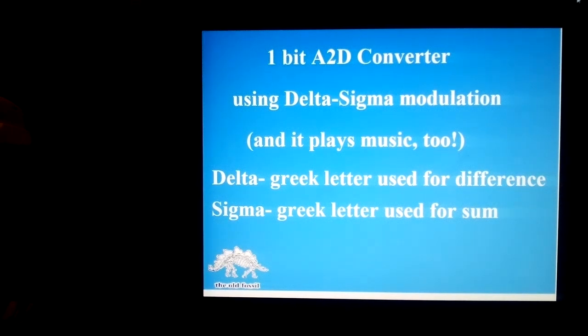Today's video is about a 1-bit A to D converter. It uses what's called delta sigma modulation. Oh, by the way, I found out it plays music pretty good too. Delta is the Greek letter used for differences, sigma is the Greek letter used for sum. Basically it works by taking the difference between the input signal and a reconstructed copy of the output.